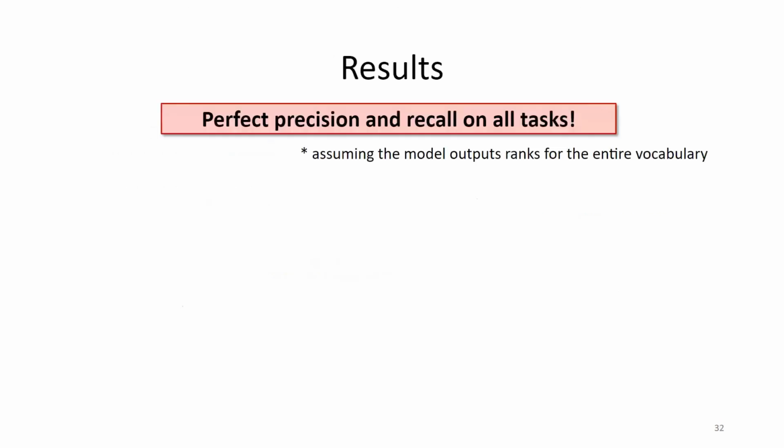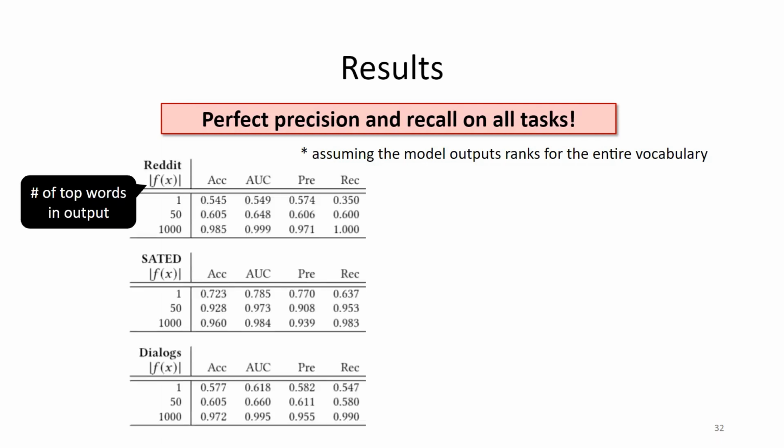And here are our auditing results. We can achieve almost perfect precision and recall on auditing the users on all tasks, assuming that the model outputs the ranks for the entire vocabulary. However, this assumption might not always be true in practice because, as we mentioned before, for certain applications like keyboard predictions, the model will likely just output the top 3 or top 5 words in its output. And we also did experiments by limiting the number of top words in the output. And the results are shown in the table here.